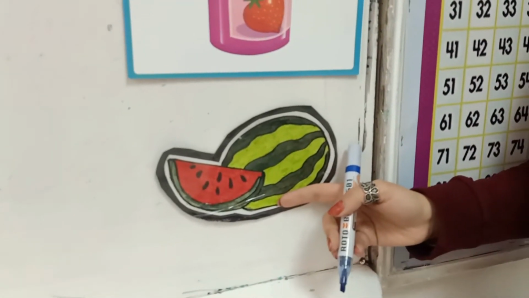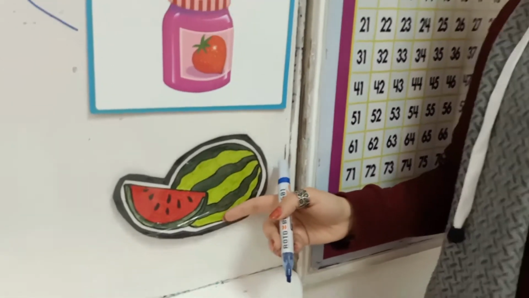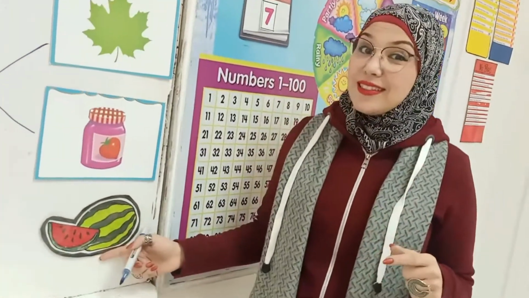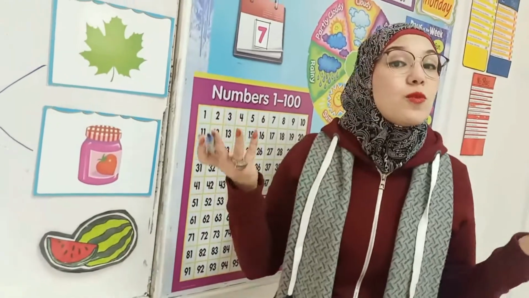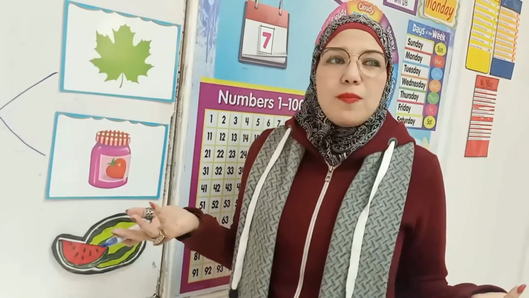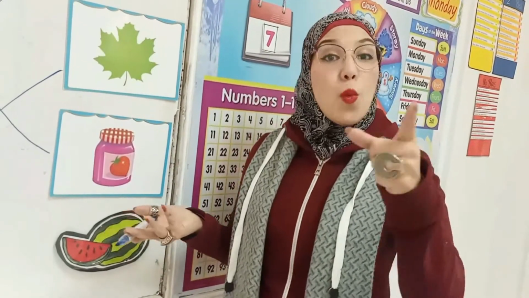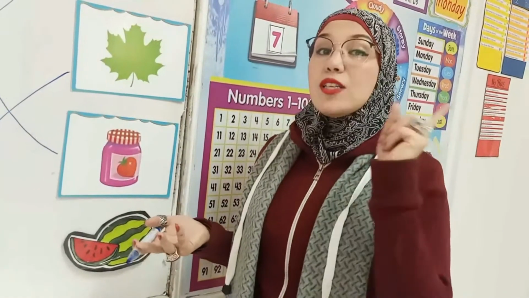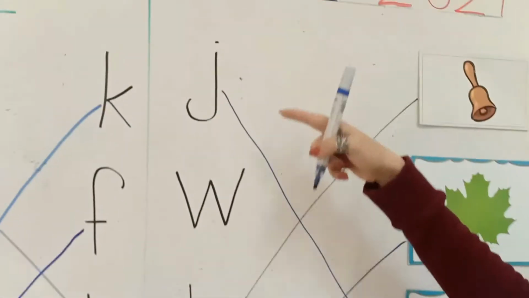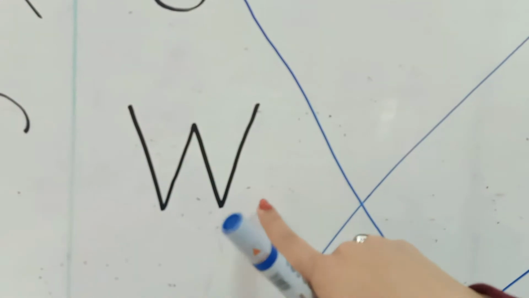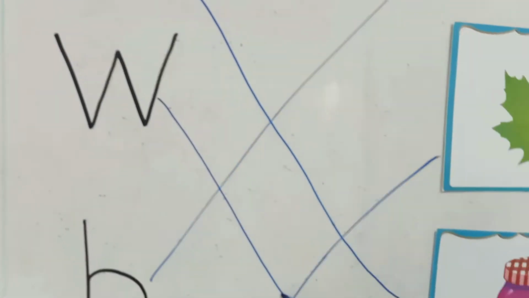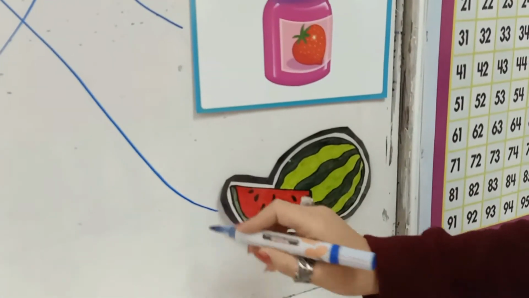It's something yummy, yummy. Super, super. Watermelon. Watermelon starts with letter... can you tell me, KG1? Watermelon starts with letter W. Super. W is for watermelon. Where is letter W? Here's letter W. Super, super. We are going to match W with watermelon.